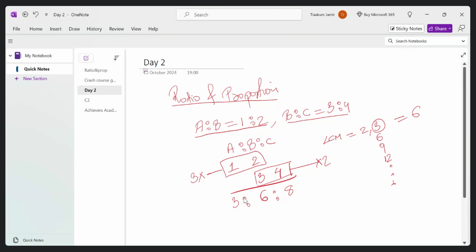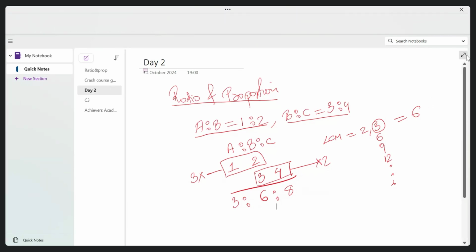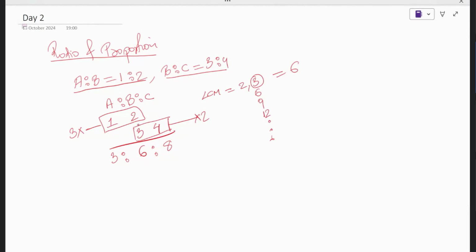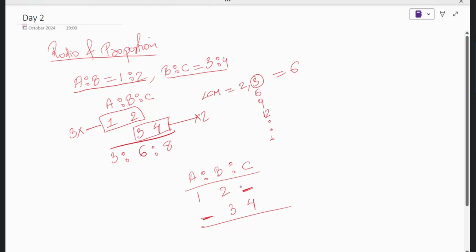This is the normal method. Now, there is another method, which is applicable when the common term is on the side, at the corner. So this is applicable only when the common term is at the side. If it is in the middle, we cannot apply this one.